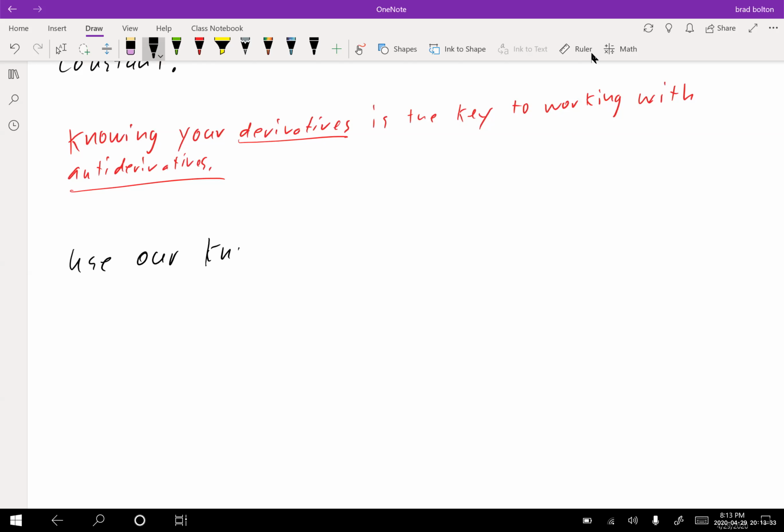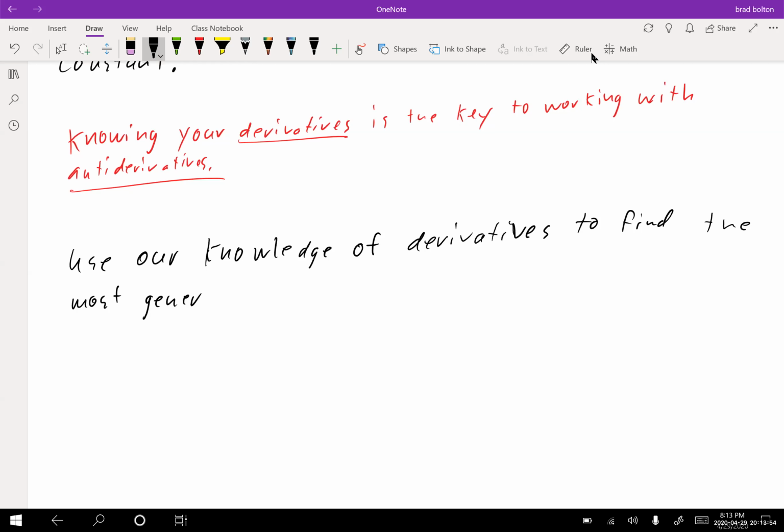So let's go down here and let's use our knowledge of derivatives to find the most general form of the antiderivative of the following. So let's say that we have f of x is equal to 6x plus 2.